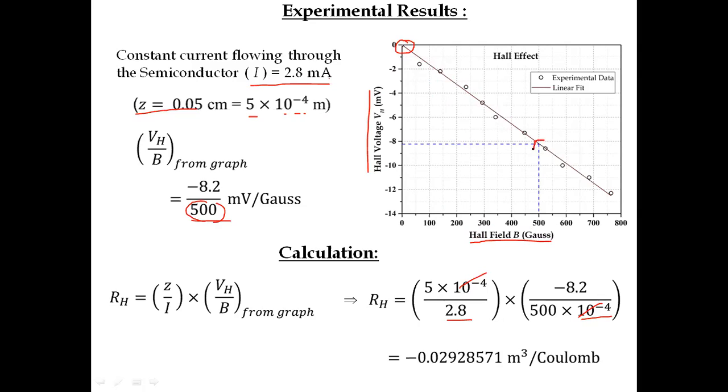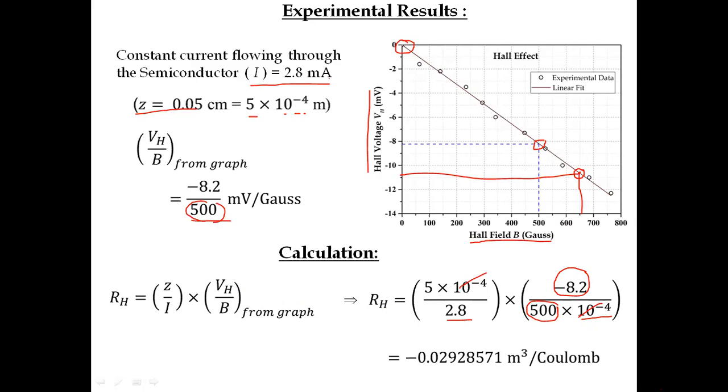Sir has chosen this point. You could have chosen this point, or you could have chosen this non-experimental point. If this is your point, then your corresponding B is 650 Gauss over here, and your corresponding VH would be somewhere here, around minus 11 millivolt. So accordingly, you will put VH as around minus 11 millivolt, and this would be around 650 Gauss, and you'll convert it into Tesla.